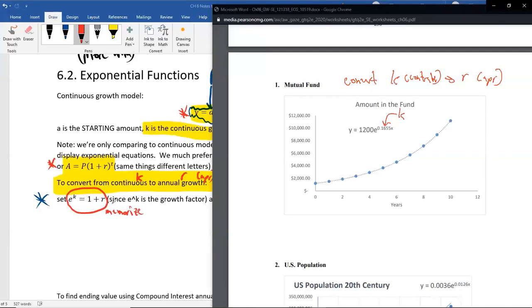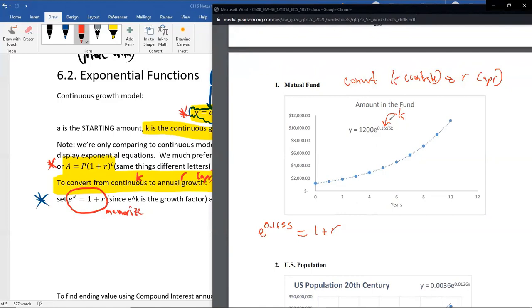And how do we do that? It's right over here on the left. You set the growth factor of one version, which I've said is e to the k, equal to the growth factor of the other version, which is 1 plus r. So e to the k is e to the 0.1655. Set that equal to 1 plus r. Well, what's r? How do I get the r out of this? You don't. That's the unknown. That's what we're converting to.